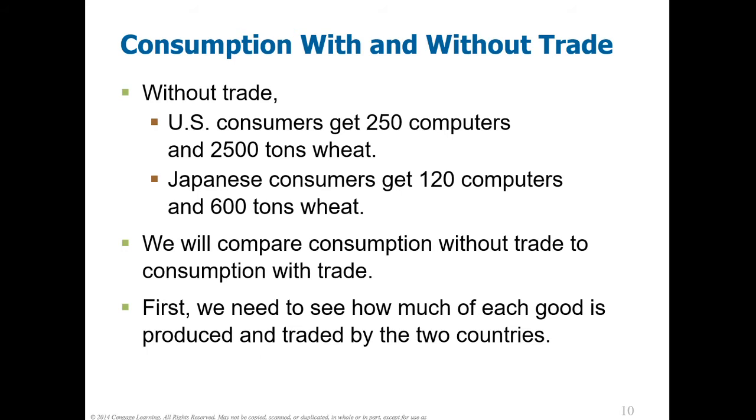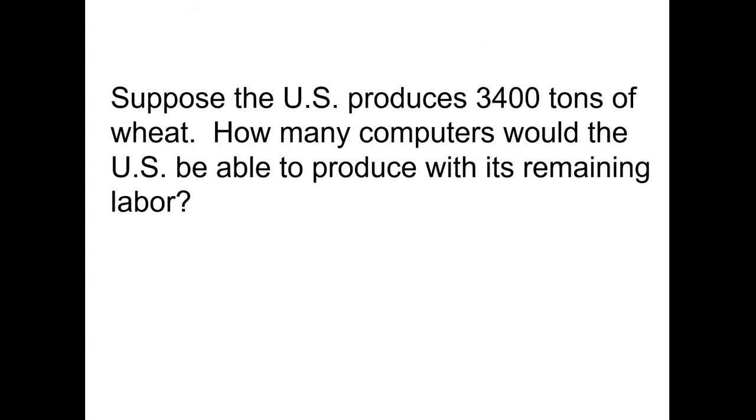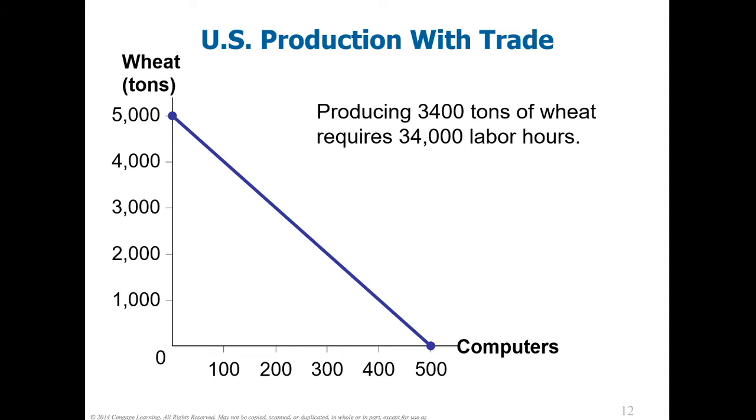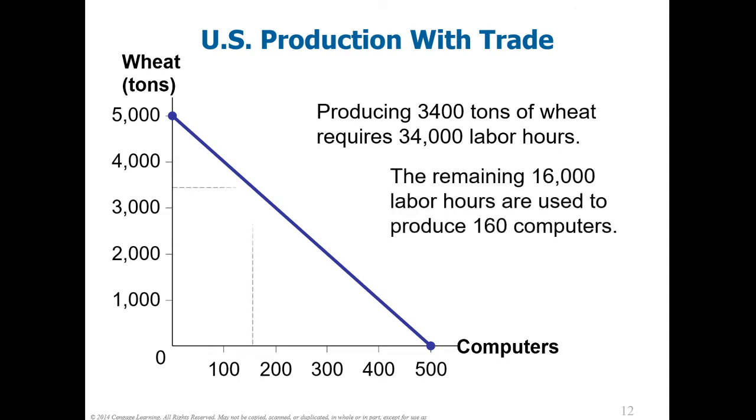So, suppose the U.S. produces 3,400 tons of wheat. How many computers would the U.S. be able to produce with its remaining labor? 3,400 tons of wheat requires 34,000 labor hours, which leaves them with 16,000 hours, and that would get them 160 computers.